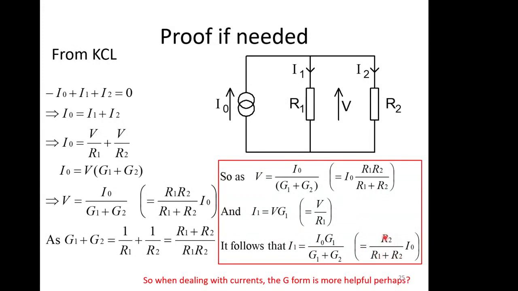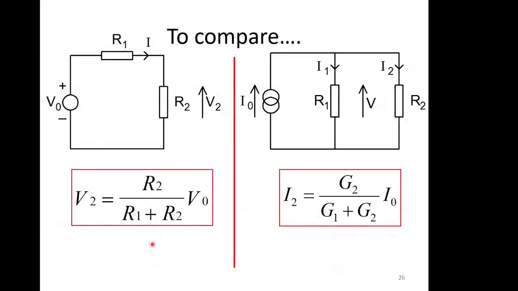But in this case, we've got an R2 on the top here, something relating to current 2, whereas on the top here, we've got something relating to current 1. And this just seems neater to me, that the current you're interested in is related in the equation to the element that relates to it. Whereas in this equation, it doesn't. So as a point there, when dealing with currents, the G form may be more helpful, maybe slightly simpler. It gives you the same answer. It just looks neater to me. Up to you. So there's a bit of a comparison between the two.